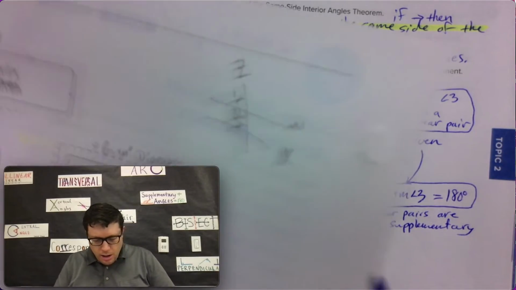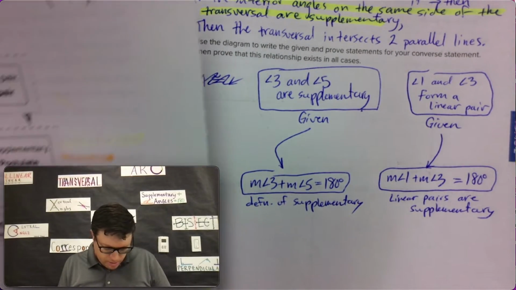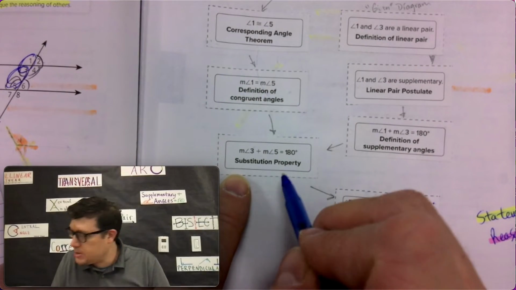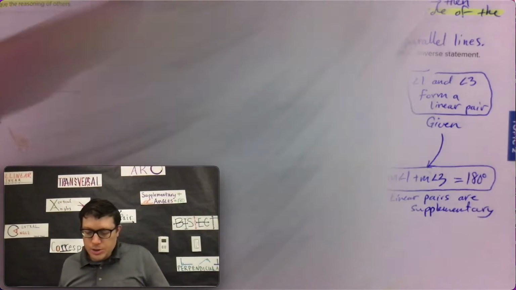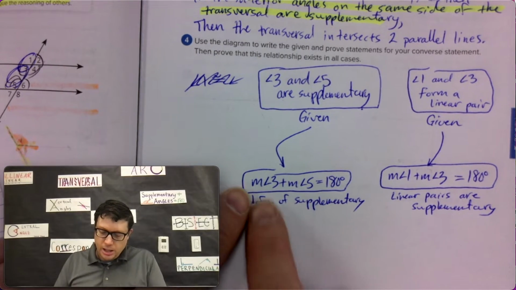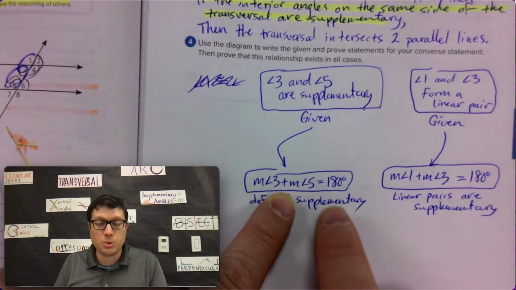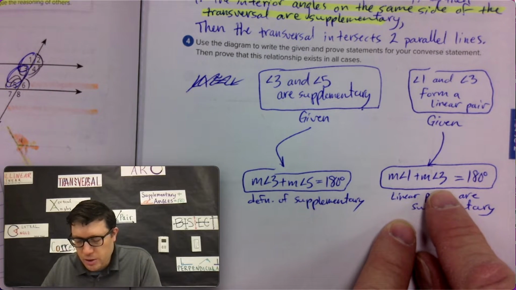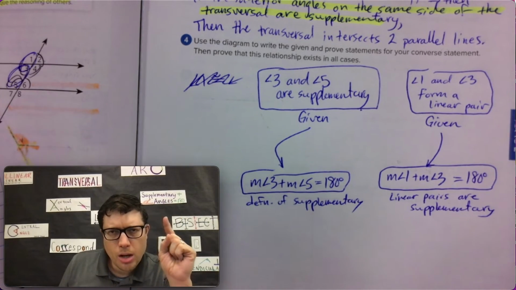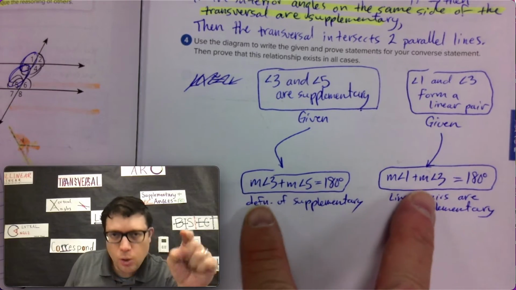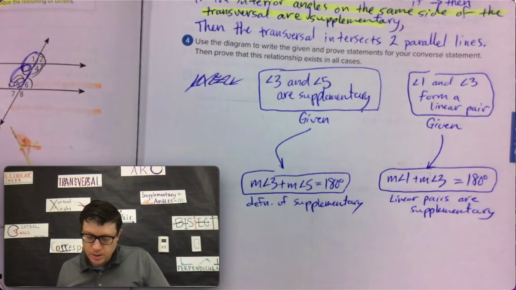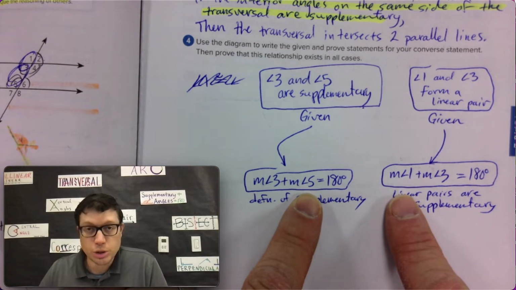Let me see, how far along am I still with what we did on the previous page? We have definition of supplementary angles. Oh, we're going to use the substitution property. That's right. Substitution property says that if both of these are equal to the same thing, then the measure of angle 3 plus the measure of angle 5, which equals 180, and the measure of angle 1 plus the measure of angle 3, that also equals 180, so they must equal each other. But wait a minute. They both have angle 3 in common. And by the congruent supplement theorem, angle 1 and angle 5 are congruent to each other.